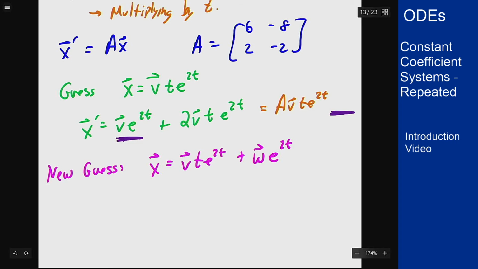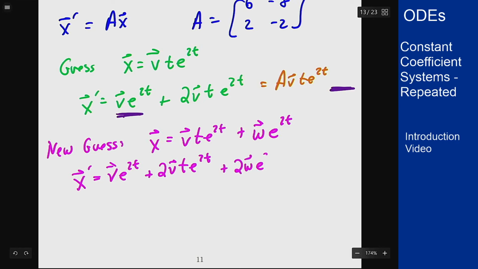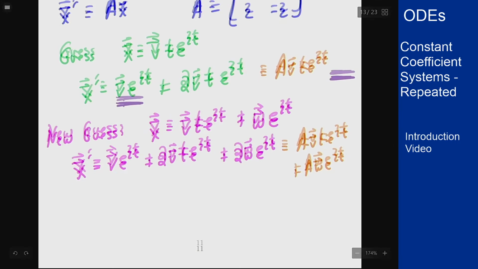If I differentiate this, I will get 3 terms this time. I'll get the same v e to the 2t. I will get the 2v t e to the 2t. And I will get a 2w e to the 2t. And I want this now to equal a times x, or a v t e to the 2t, plus a w times e to the 2t. And now let's group these two by the function of t that's attached to the end.